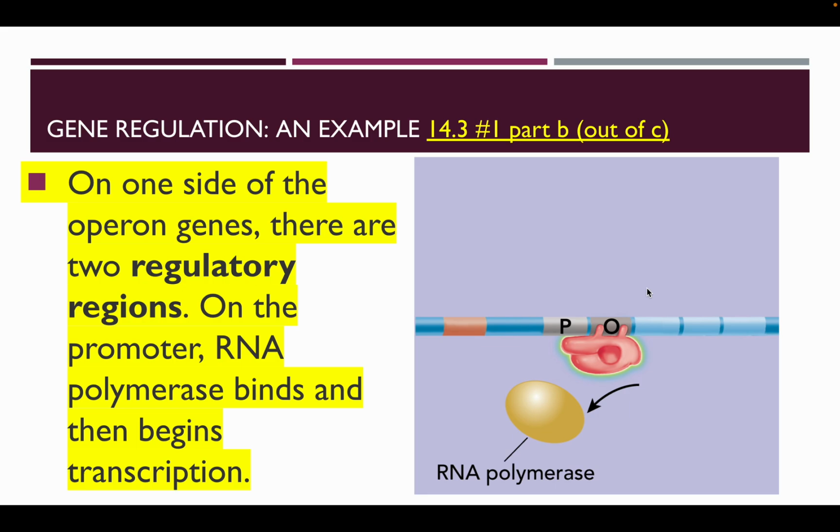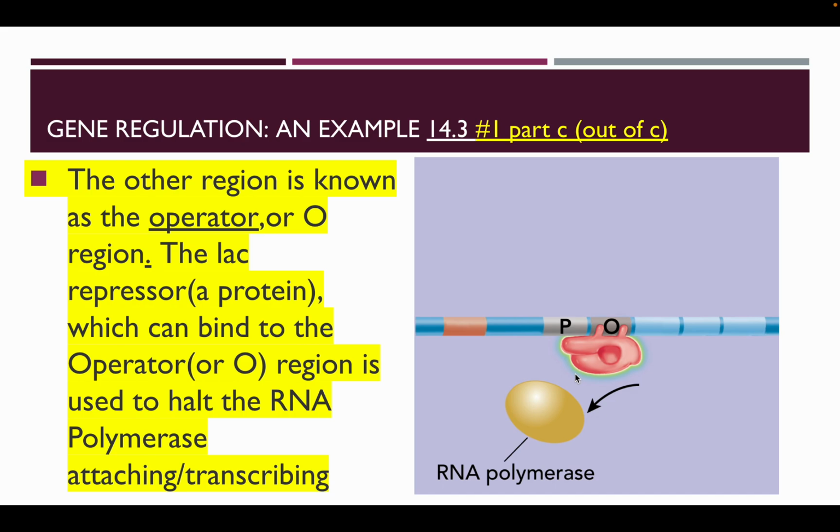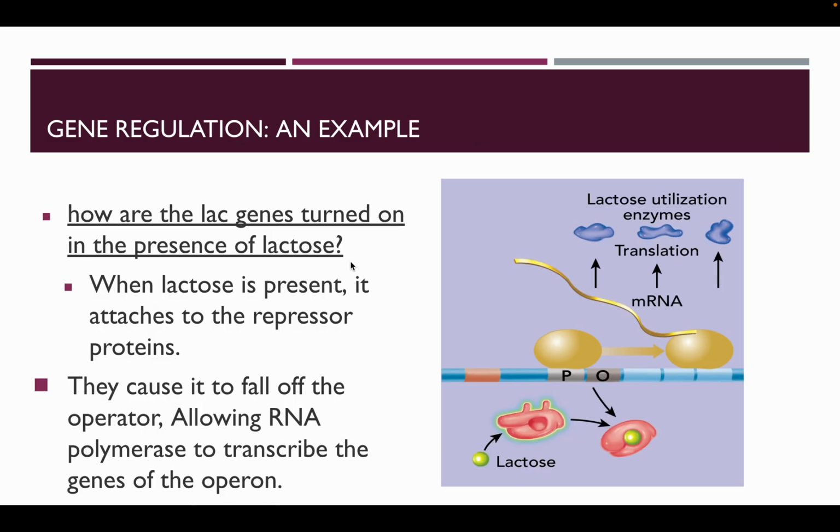Now, this is just another picture of it, a different look at the same thing. Here's the operator, here's the repressor, and here's RNA polymerase being blocked. And this is the other instance where the lactose comes and fits in with the protein. The protein changes shape and pops off the operator, and then this RNA polymerase comes along and produces that mRNA strand to go out into the cytoplasm to produce its proteins through translation.